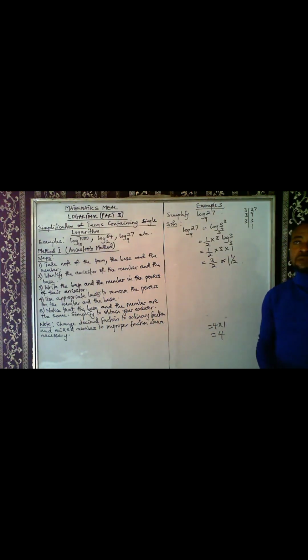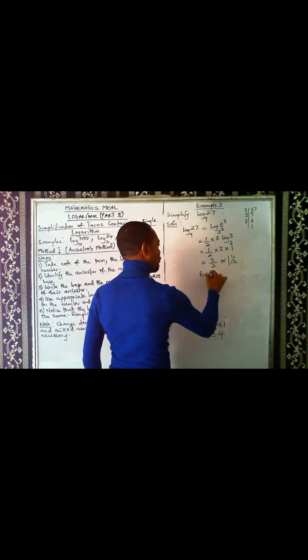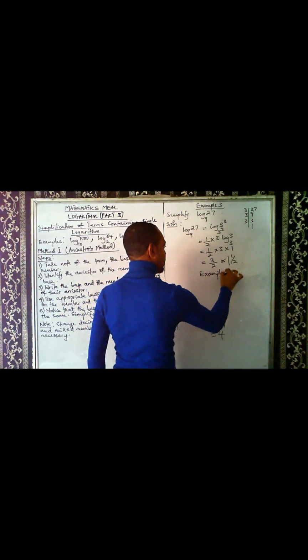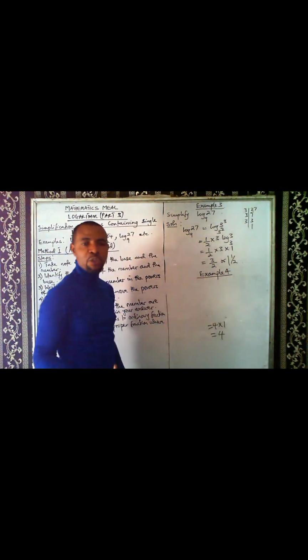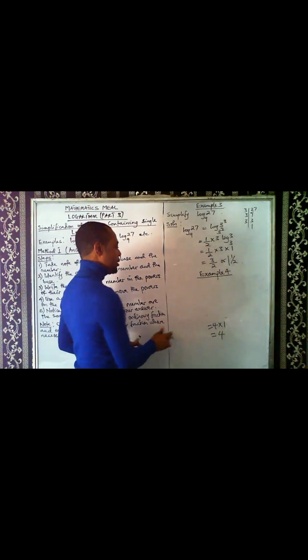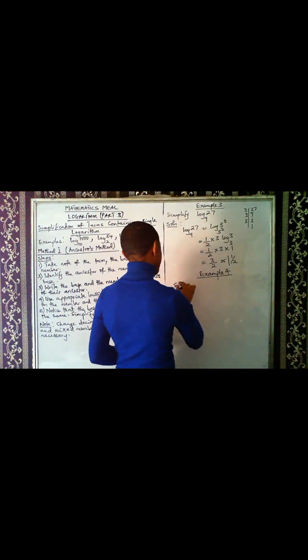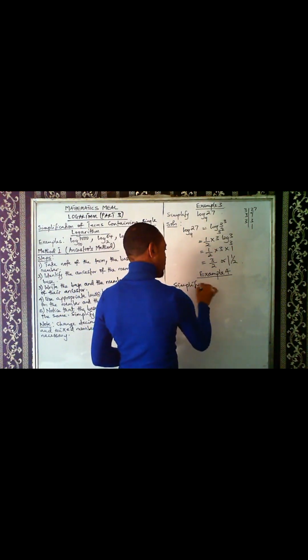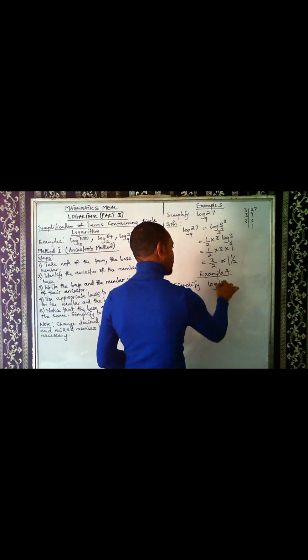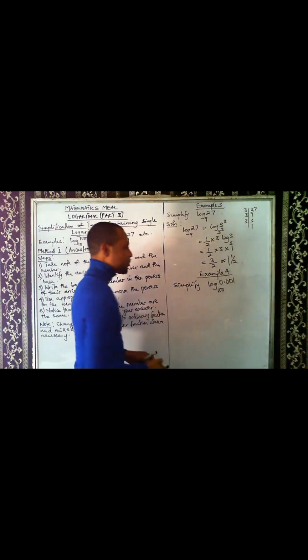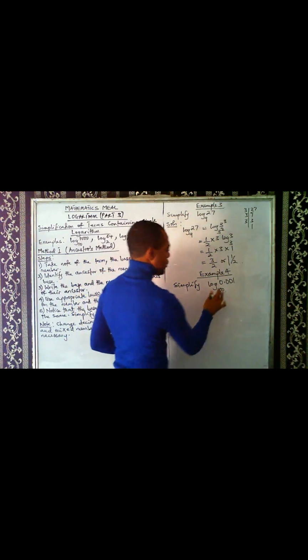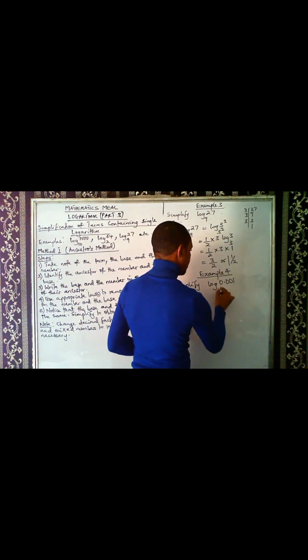So I think we need to take one more question, and then at the end of this question, we'll give you a takeaway question. So let's look at example 4. Let's try a situation where we'll have a decimal. So we'll say simplify log 0.001 in base 100. In base 100, okay? Let's say in base 100.